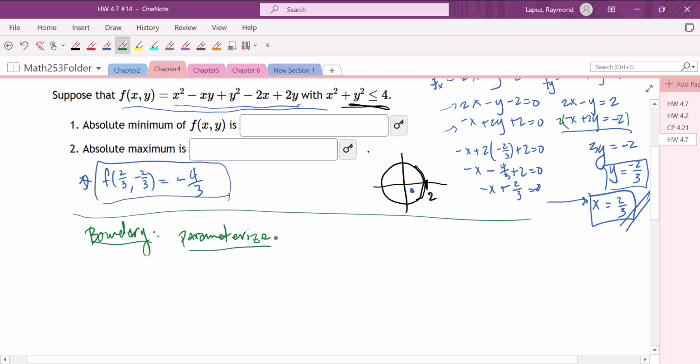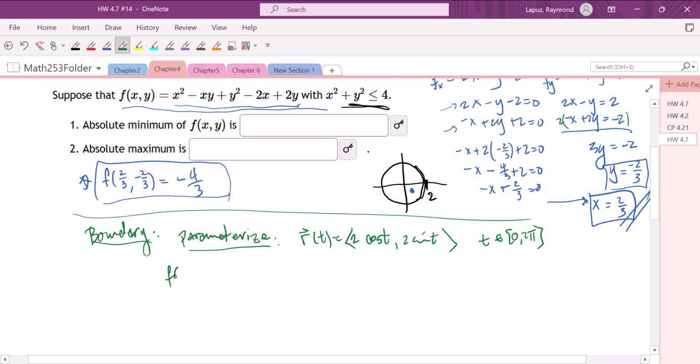We're going to parameterize it because it's a circle, radius 2. We can just simply parameterize it with sine and cosine. So it's 2 cosine t for the x, 2 sine t for the y. And we'll just remind ourselves that we're going to go from 0 to 2 pi. Okay, now that we have that, let's put it into the function.